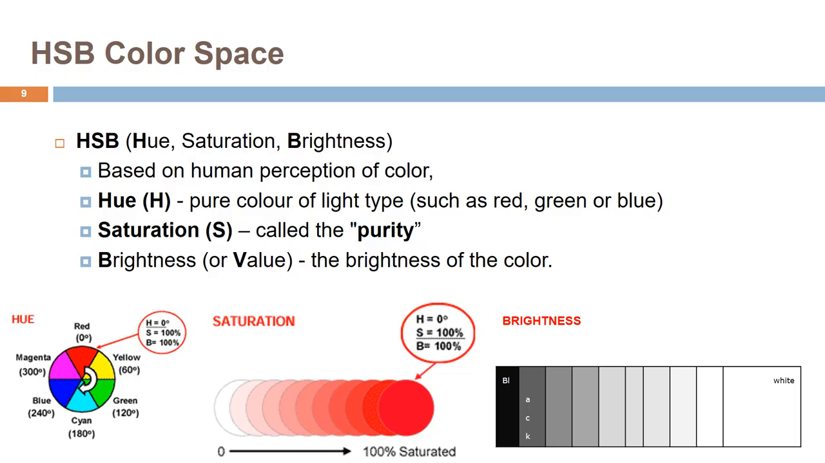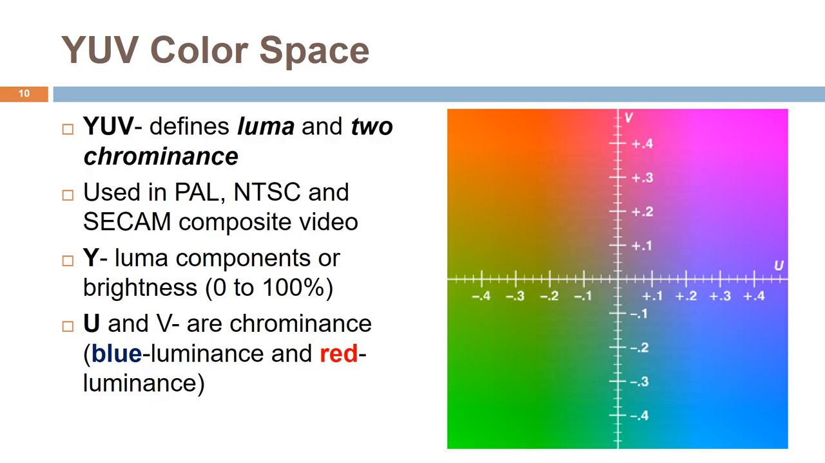The YUV model defines a color space in terms of 1 luma and 2 chrominance components and is similar to PR and PCR. The YUV color model is used in the PAL, NTSC, and SECAM composite color video standards. YUV models human perception of color more closely than the standard RGB model used in computer graphics hardware. The YUV color space stands for Y, the luma component, or the brightness, which ranges from 0 to 100% in most applications. U and V are the chrominance components, blue luminance and red luminance difference components.